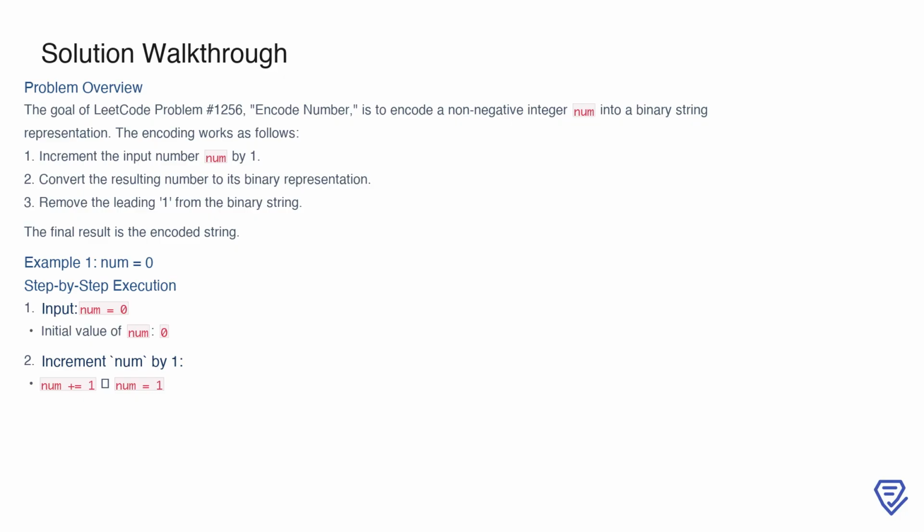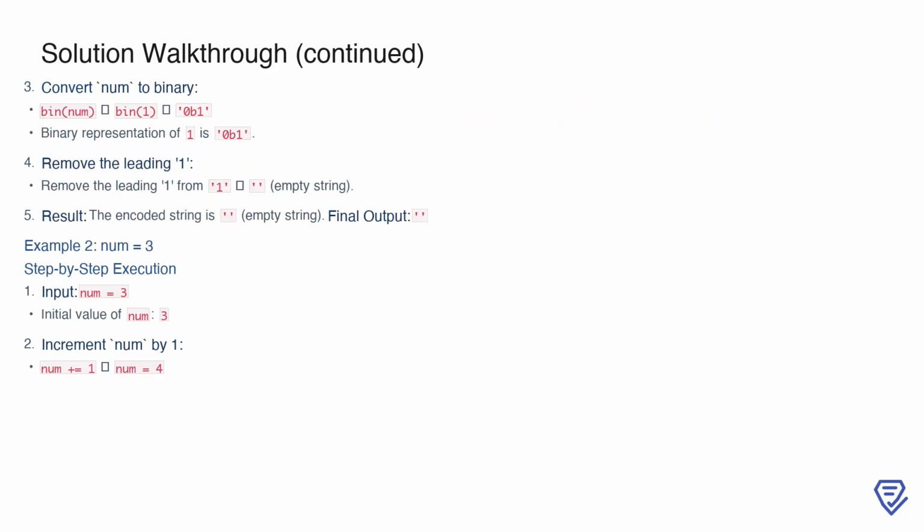If the input number is 0, we start with the value 0. The first step is to increment the number by 1, so number becomes 1. Next, we convert the incremented number into its binary representation. For number equals 1, calling bin(1) gives us the binary string 0b1. The 0b prefix indicates that this is a binary number, and the actual binary value is 1. The next step is to remove the leading one from this binary string. After removing it, we are left with an empty string. Therefore, the encoded result for number equals 0 is an empty string.